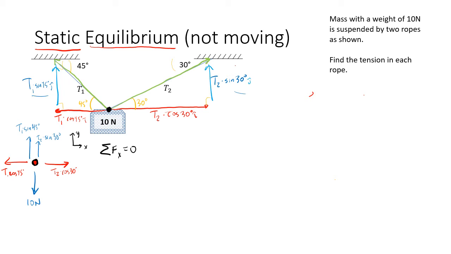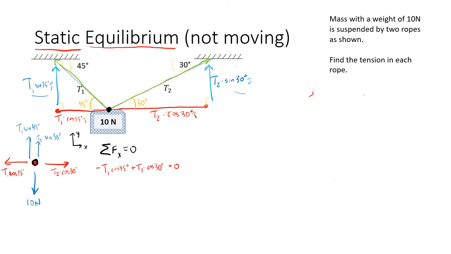So let's write that now. Let's add up all the forces in the horizontal direction and set them equal to 0. Remember what we said about positive and negative. We've got negative T1 times the cosine of 45 degrees plus T2 times the cosine of 30 degrees. That is equal to 0.